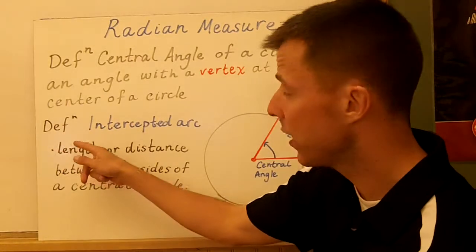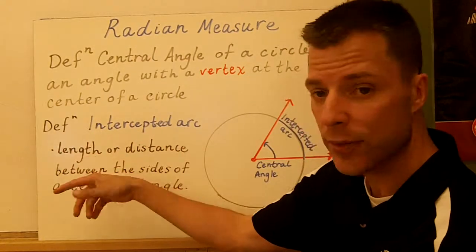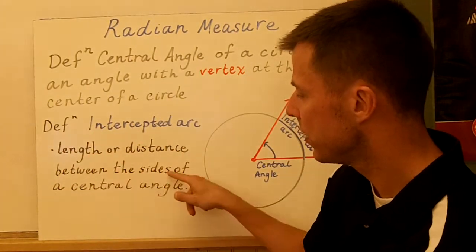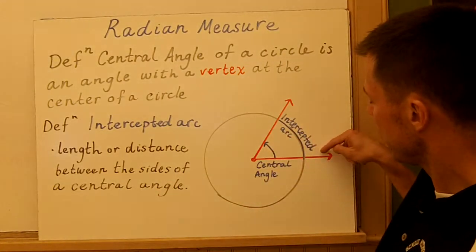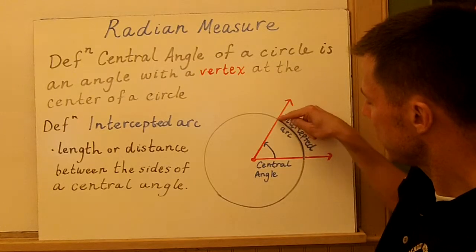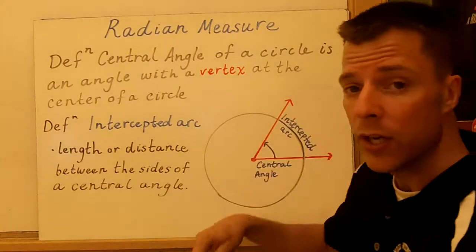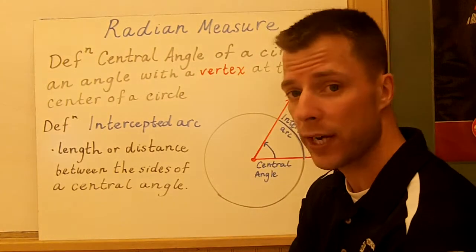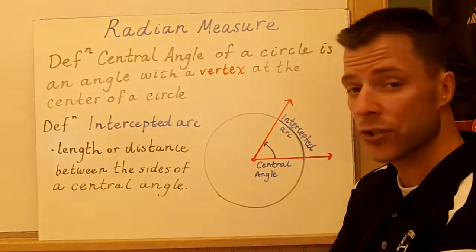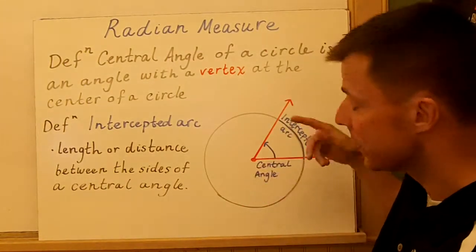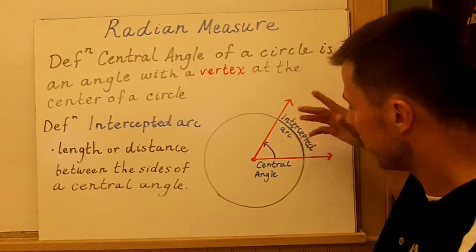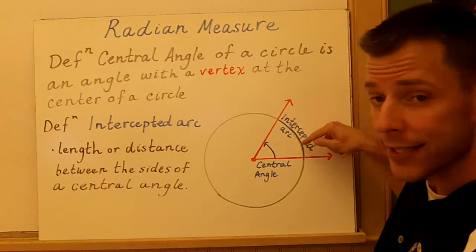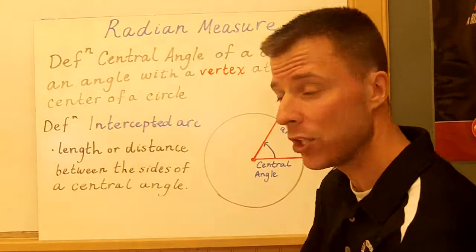The second definition we have is an intercepted arc. The intercepted arc is the length or the distance between the sides of the central angle. So if this is the angle, we have the length here. That's the intercepted arc. Now, in class we're going to talk about what a radian is with respect to the radius of a circle, but the idea here is a radius is a unit of measure, and it's really when you walk along the unit circle. But this is our intercepted arc, and it's a distance. It doesn't have to necessarily be on the unit circle.